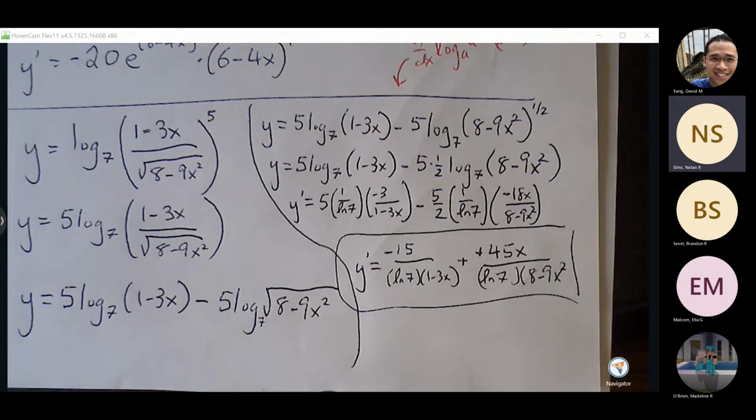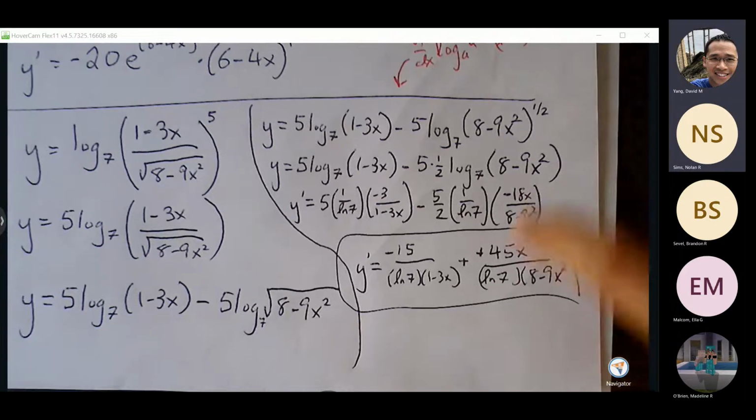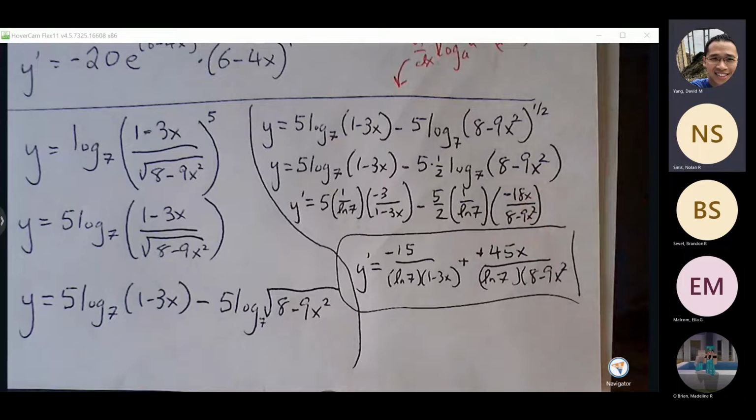Did you say we could leave it as the one above it? That's fine, if we just leave it like that. Yeah. Okay.